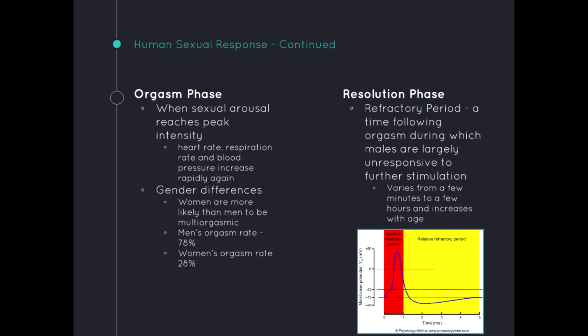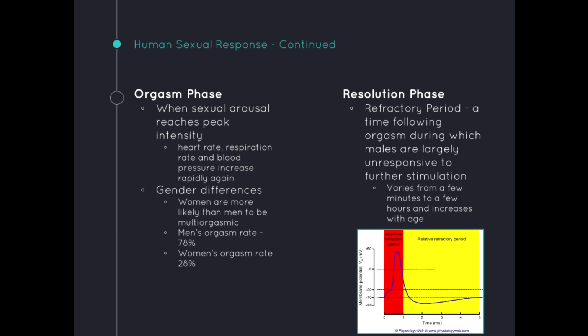Now, continuing is the third phase, which we call the orgasm phase. This is when sexual arousal reaches a peak intensity, and this comes with increased heart rate, respiration rate, and blood pressure. Also, there are gender differences in the orgasm phase. Women are more likely than men to be multi-orgasmic, and in the book there was a survey that stated that 78% of men responded that they have orgasms regularly with their sexual partner, and only 28% of women.